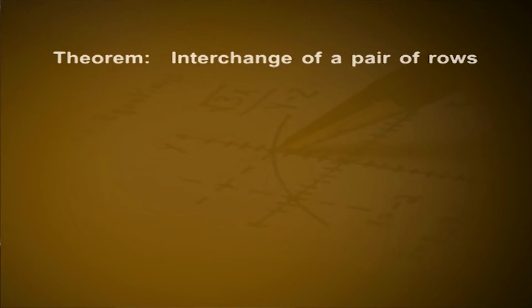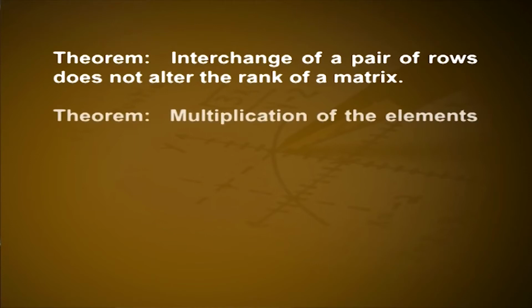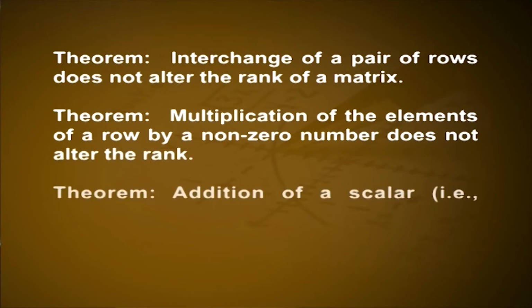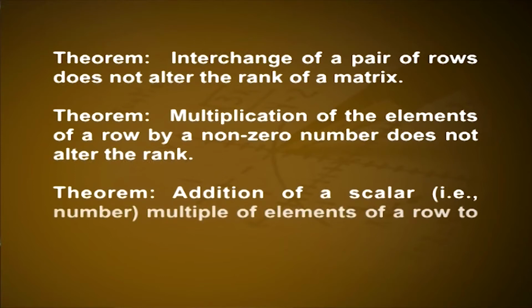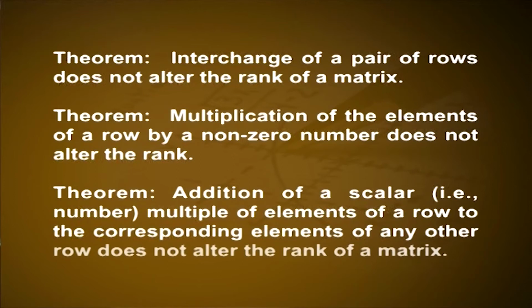Theorem. Interchange of a pair of rows does not alter the rank of a matrix. Next theorem, multiplication of the elements of a row by a non-zero number does not alter the rank. Theorem, addition of a scalar, that is a number, multiple of elements of a row to the corresponding elements of any other row does not alter the rank of a matrix.